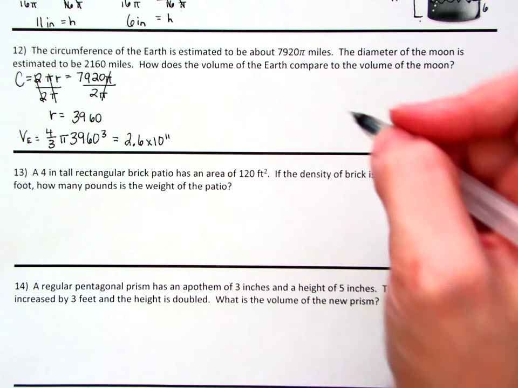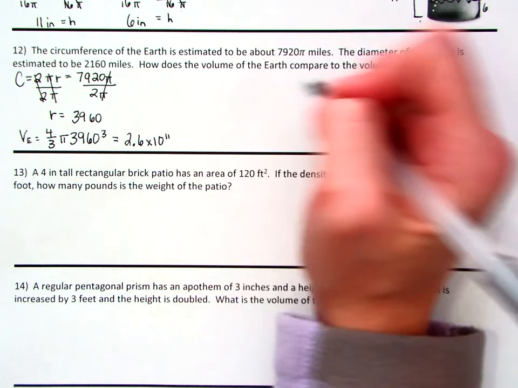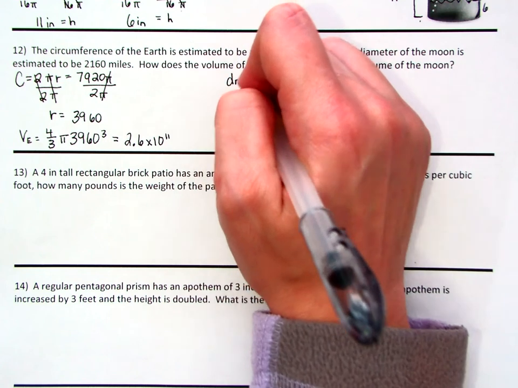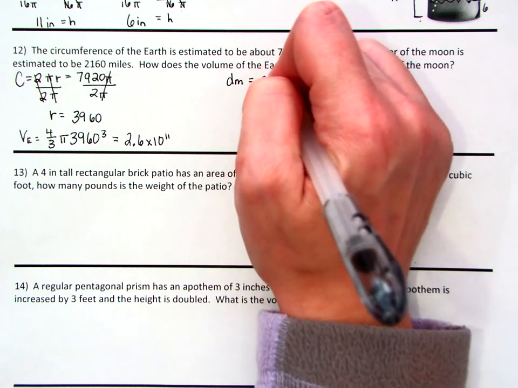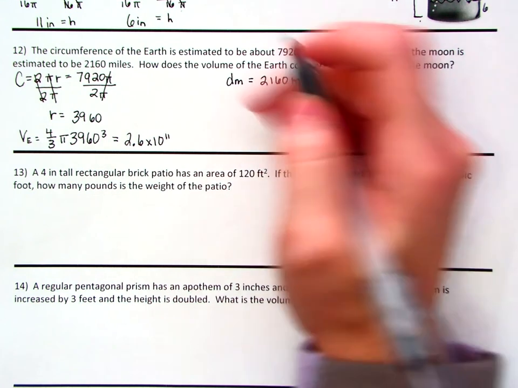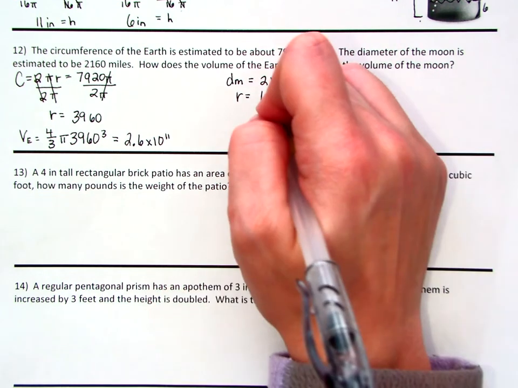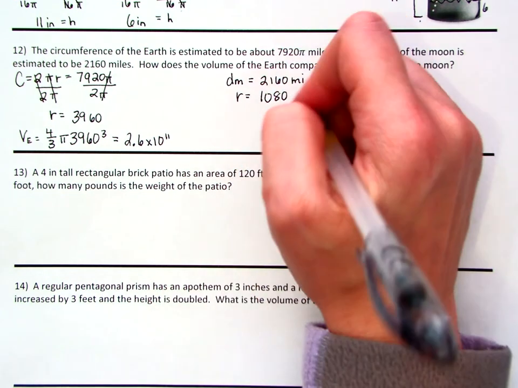Now we're going to do the same thing with the diameter of the Moon. So this time they tell me the diameter of the Moon is going to be 2,160 miles. And so when we look at that, our radius is going to be half of that. So all you have to do is take that number and divide it by 2 and get your radius is about 1,080 miles.